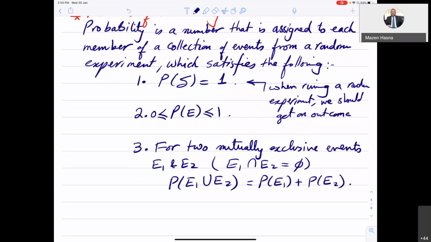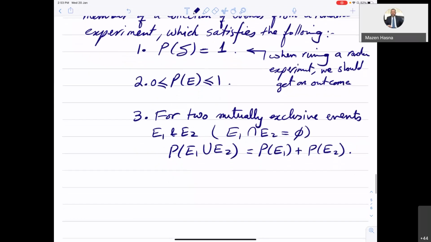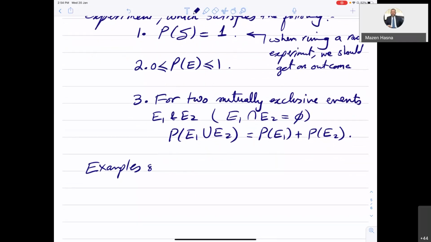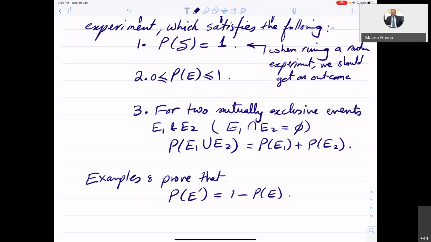You can prove any other probability rule based on those three axioms of probability. So for example, let's do some examples. If you are asked to prove that probability of E bar equals 1 minus probability of E, how do you prove this using the axioms of probability?